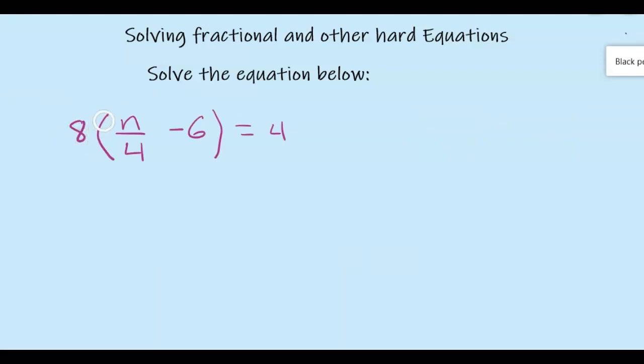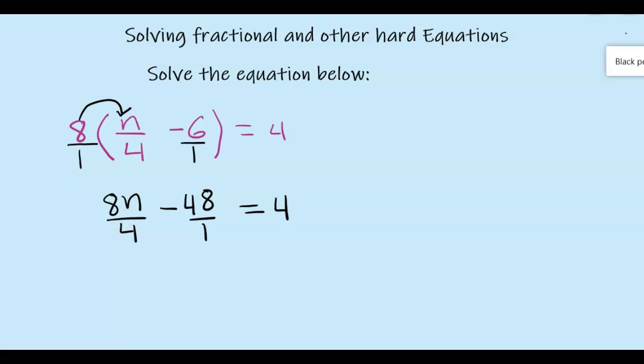The next example is 8 multiplying by (n divided by 4 minus 6) equals 4. So here we have to distribute the 8. 8 is a whole number. Every whole number is over 1. And then 8 times n becomes 8n over 4, and 8 times negative 6 becomes negative 48 over 1. 1 times 1 is that. And then we will write the right hand side, which is 4.